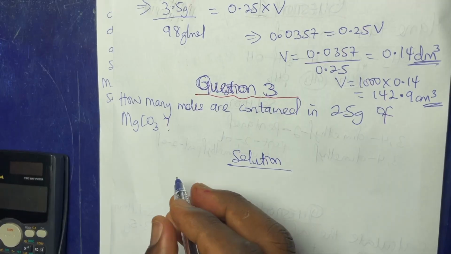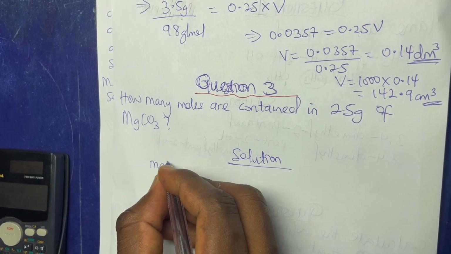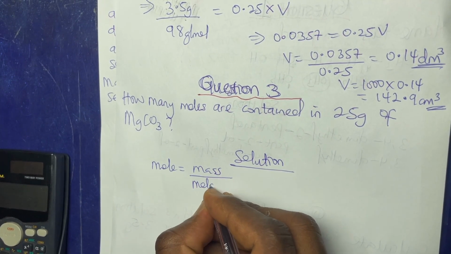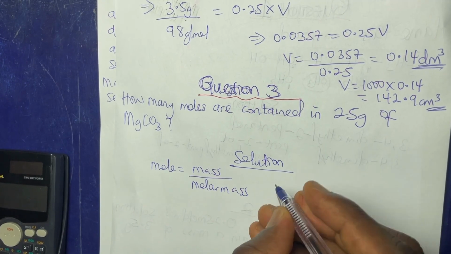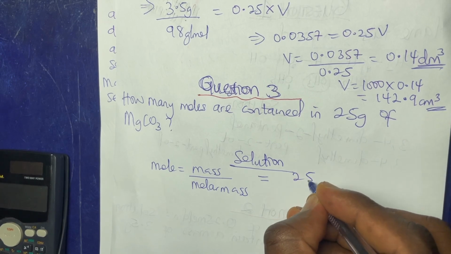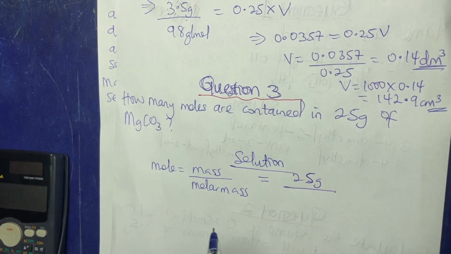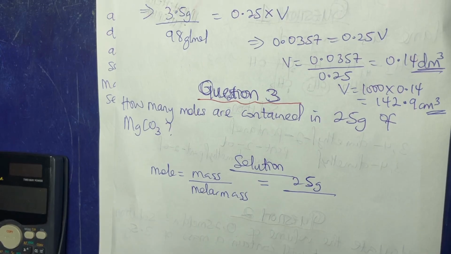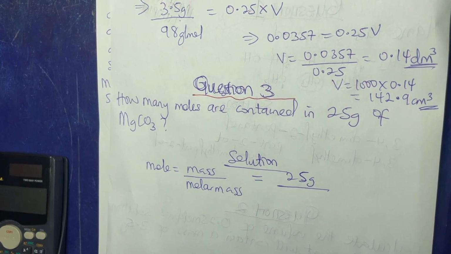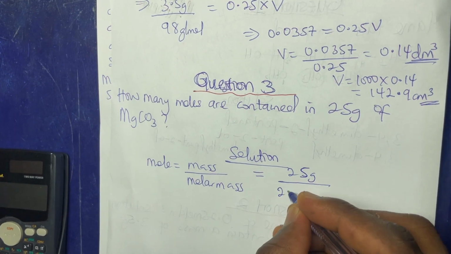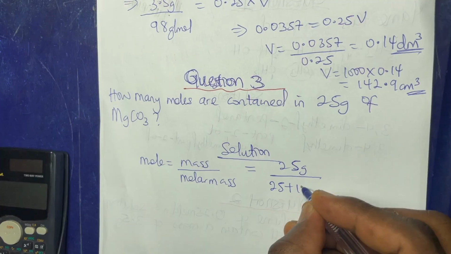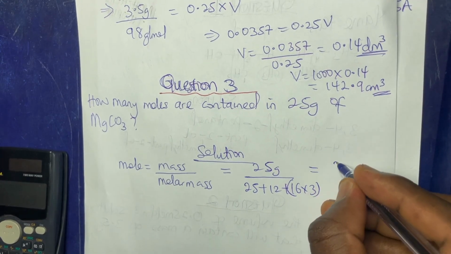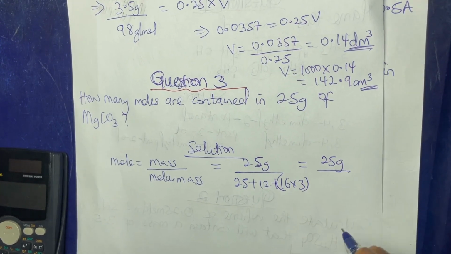So the solution is: mole equals mass over molar mass, whereby the mass is 25 gram. The molar mass of magnesium carbonate: magnesium is 24, so that will be 24 plus carbon is 12 plus 16 times 3, so that will give us 25 gram all over.